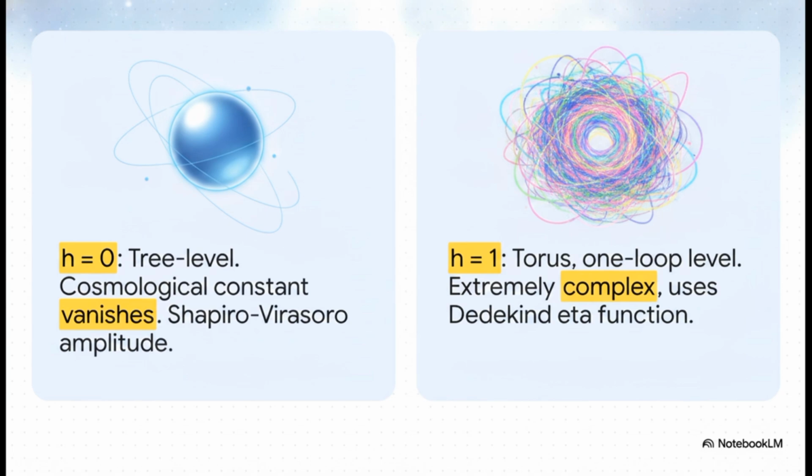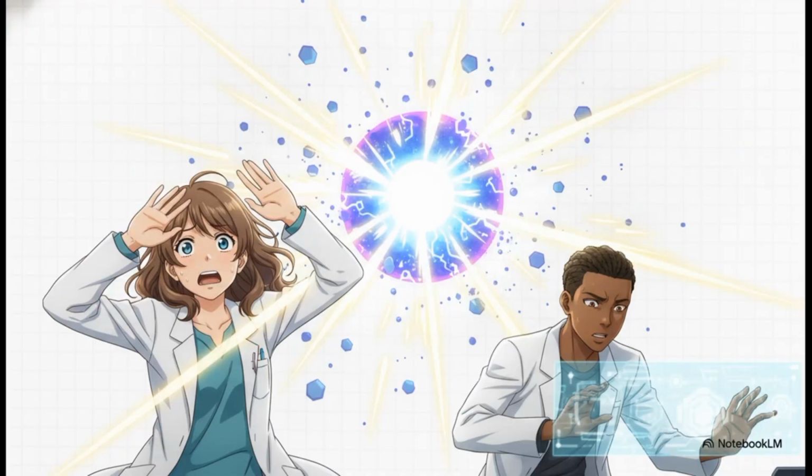But jump to H equals 1, and the shape transforms into a torus, or a donut shape. This corresponds to the 1-loop level. Because of this jump in shape, the math gets exponentially harder and incredibly complex. You have to integrate over a fundamental domain for the modular group, and it utilizes this absolute beast of a formula called the Dedekind eta function. And this brilliantly brings us full circle to the ultimate fate of the theory.